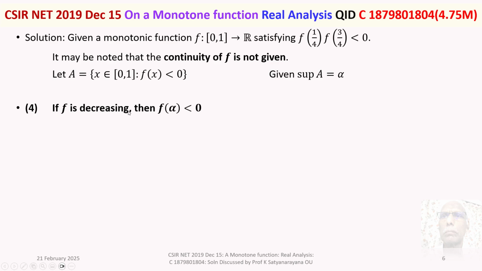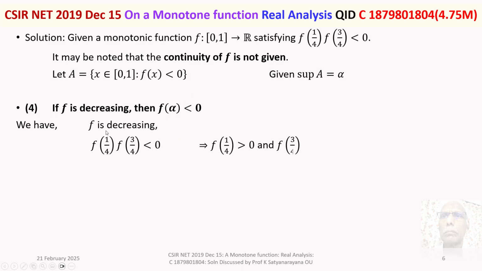If f is decreasing, then f of alpha is negative. If it is true, we prove it. If it is not provable, then we look for a counterexample. I think we can try to give a proof. We have f is decreasing. It's a decreasing function.